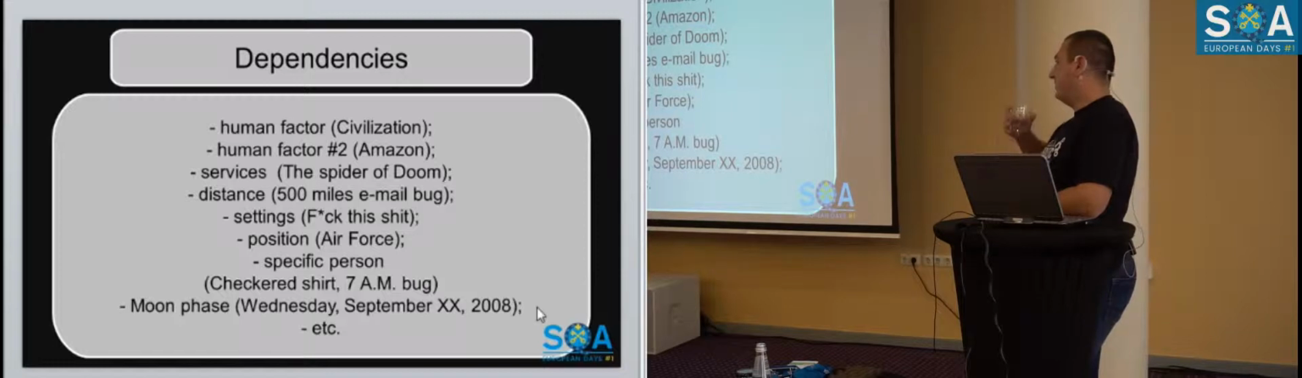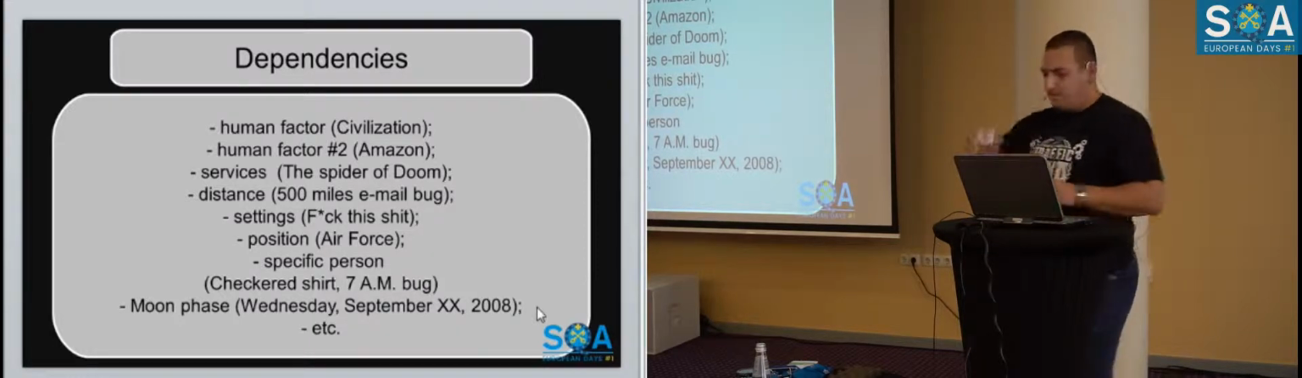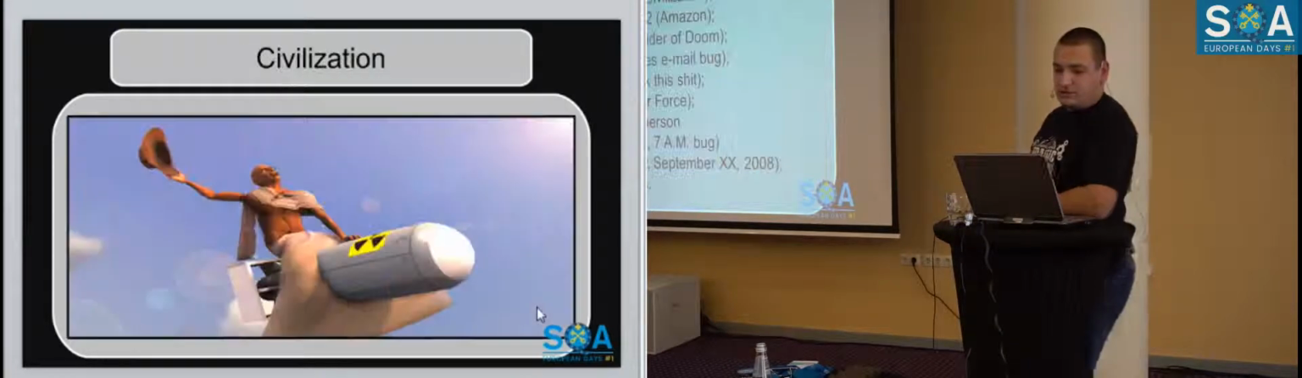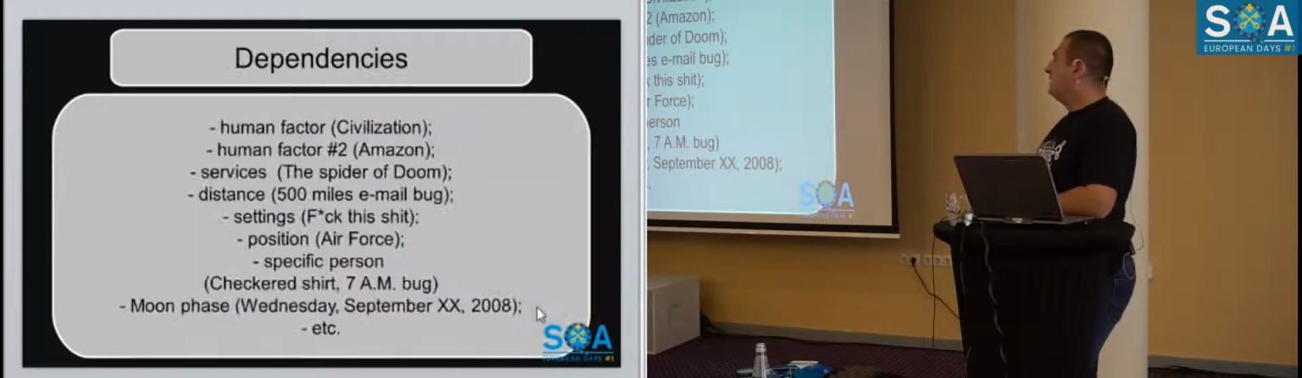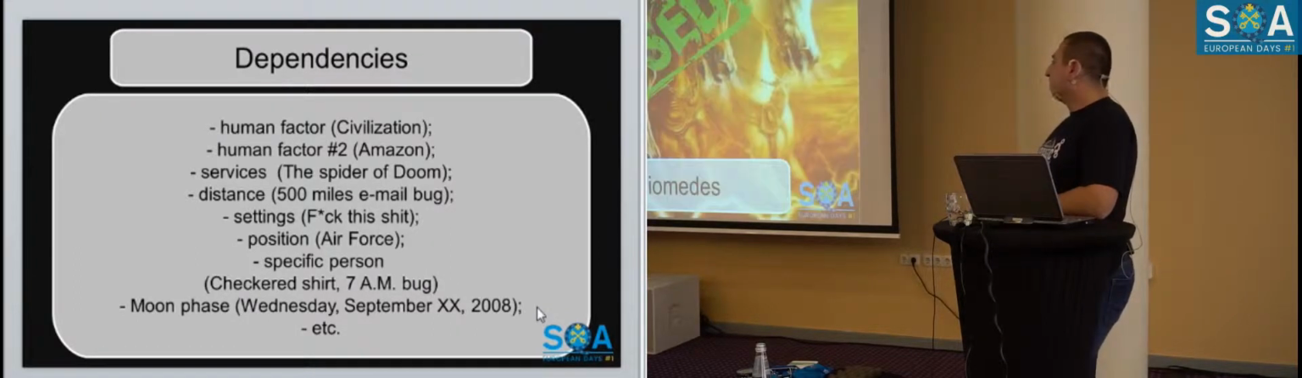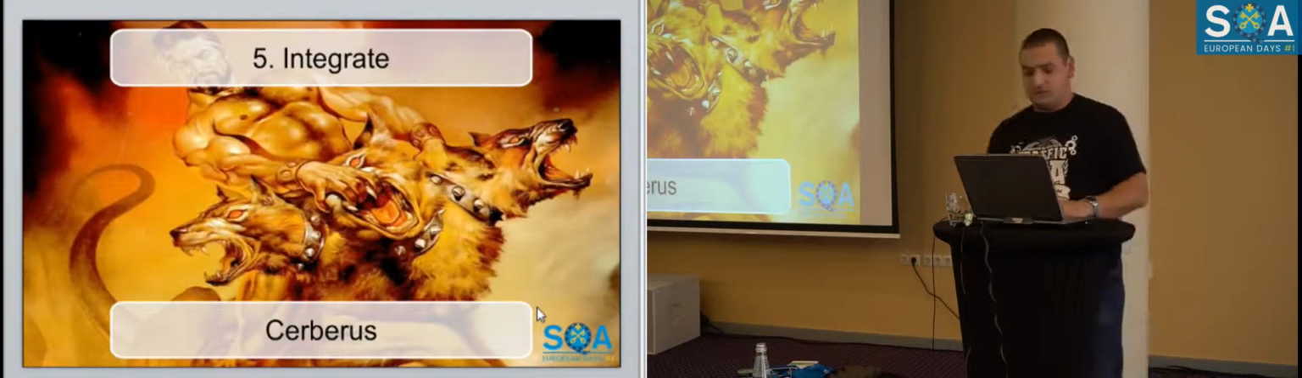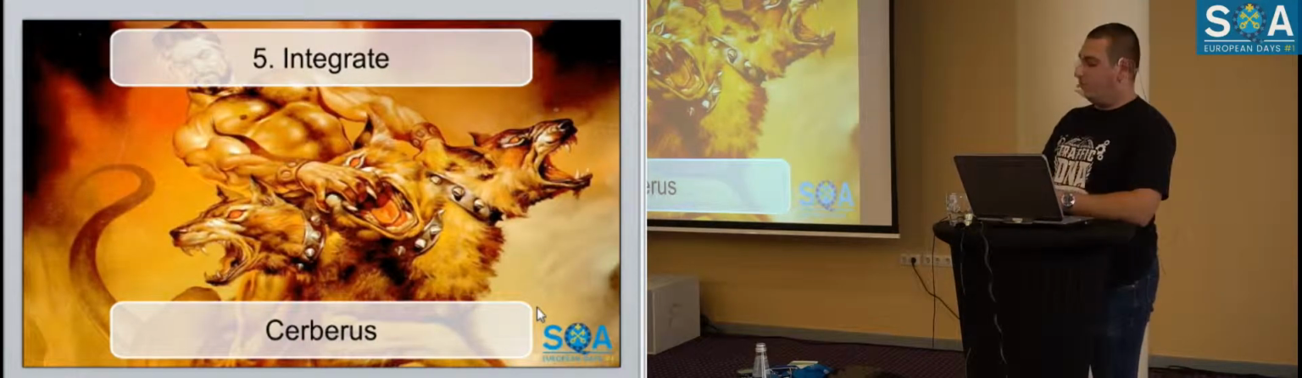Bottom line, it's impossible to foresee everything. You should try to make sure that this doesn't happen, particularly to such a reputable person. So the fifth labor, integrate.